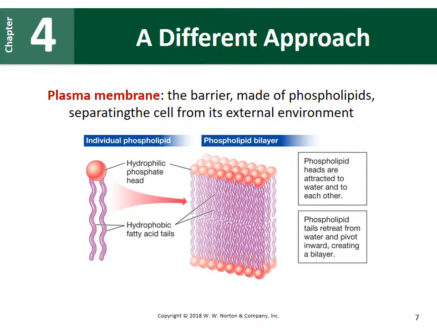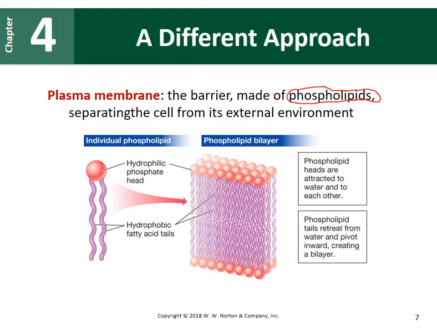Another big characteristic besides DNA that cells will share is that all cells have a plasma membrane. And a plasma membrane, this is a barrier. It's made up of phospholipids. So here we have one of our lipids that we looked at in the previous chapter. And these lipids, they're going to separate the cell from its external environment. So you can think of this as the skin of the cell.